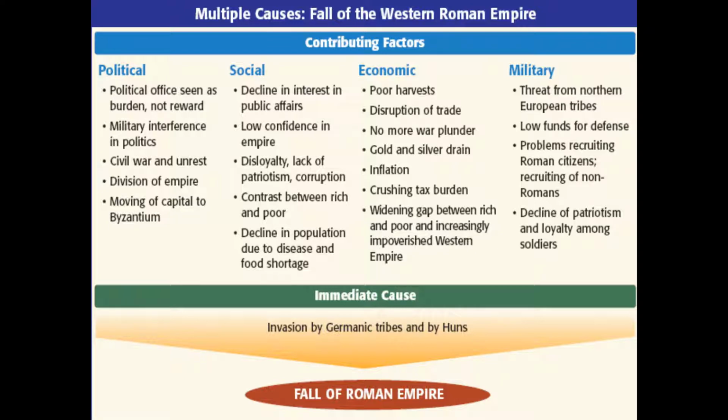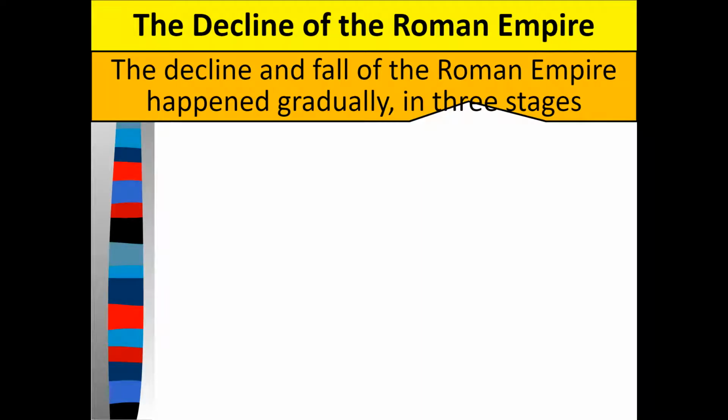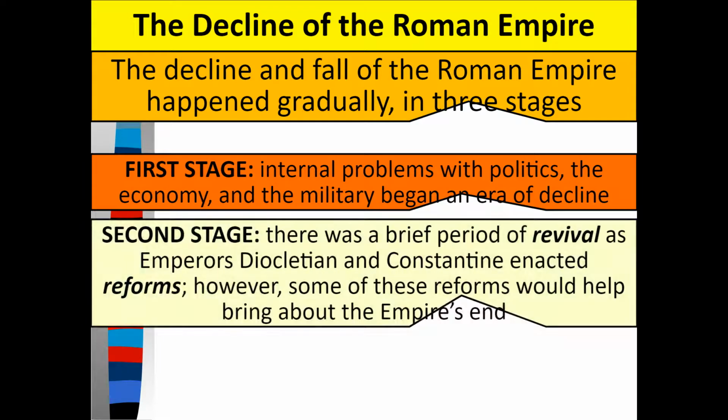So multiple causes, and we can take a look here, right? You have political causes. You have social causes, economic factors, and military factors, and all of these contribute to the immediate cause, which is invasion by Germanic tribes and the Huns. So remember, we have the 3 stages. First stage, internal problems with politics, the economy, and the military begins an era of decline.